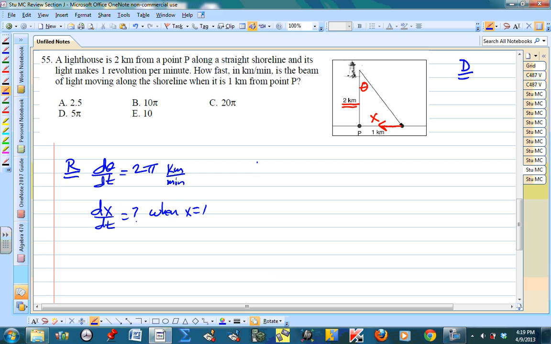Okay, we'll set up an equation now. Let's see here. We've got an angle theta. We have an opposite leg and an adjacent leg, so it's SOHCAHTOA. That'll tell us that the tangent of theta is going to be x over 2.